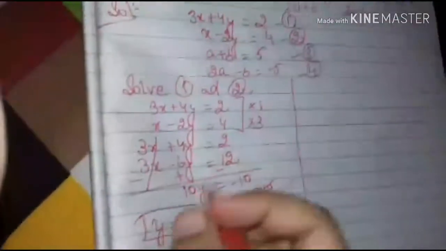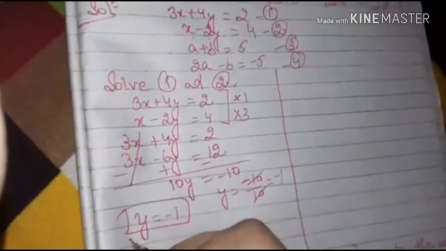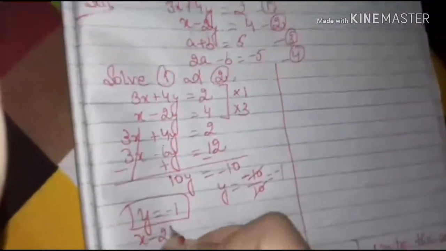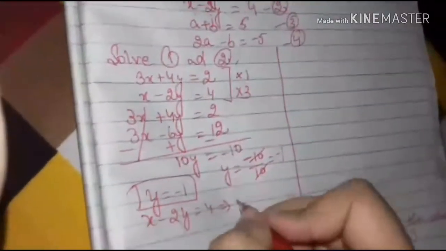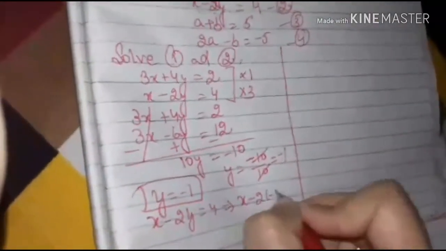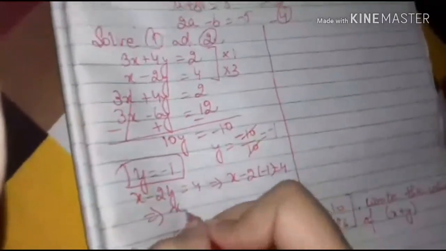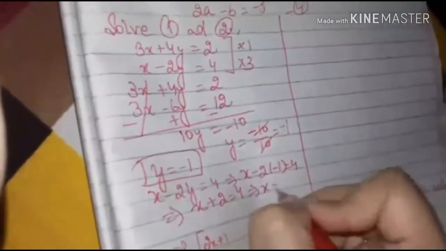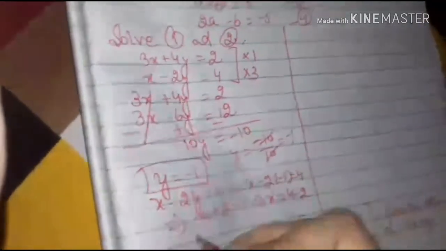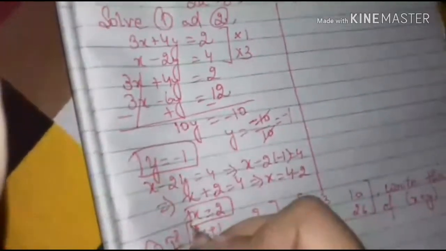Putting this value in the second equation, x minus 2y is equal to 4, implies x minus 2 into -1 is equal to 4. This implies x plus 2 is equal to 4, implies x is equal to 4 minus 2 and then x is equal to 2. So here x is equal to 2.